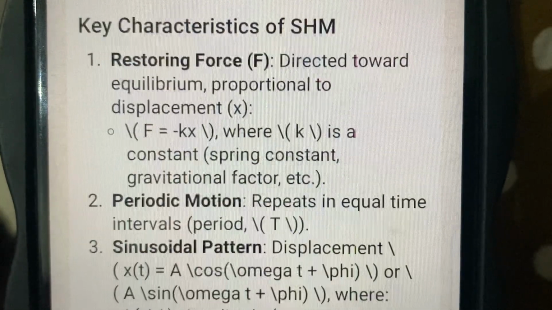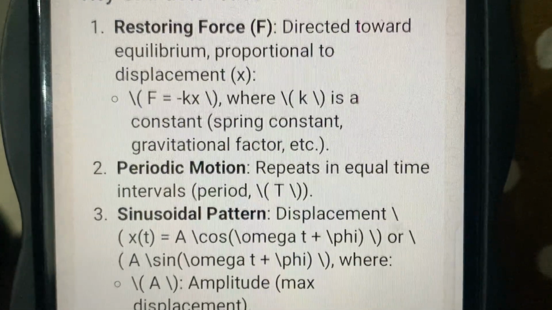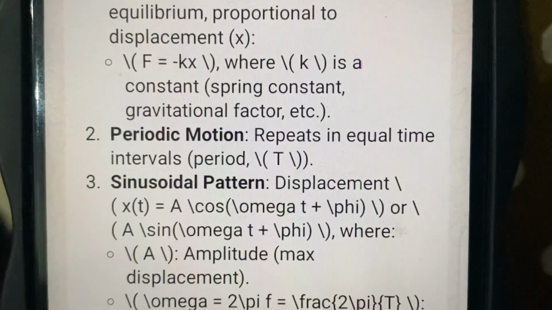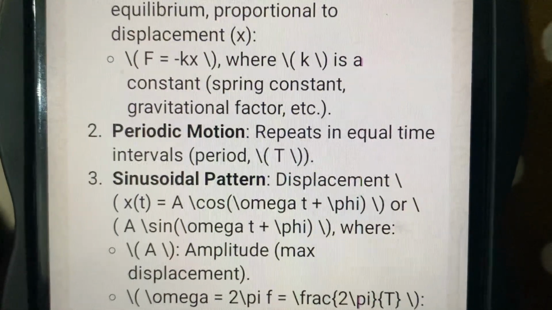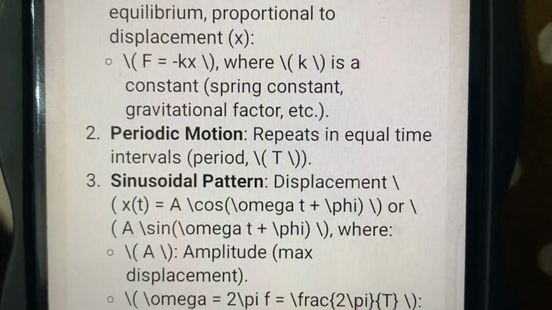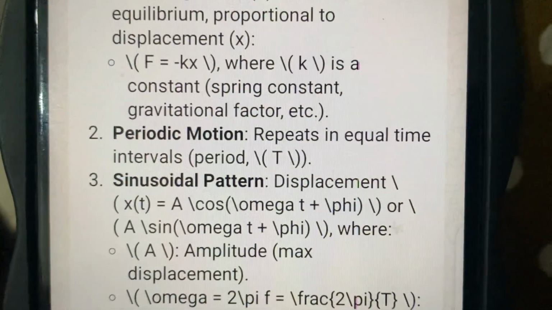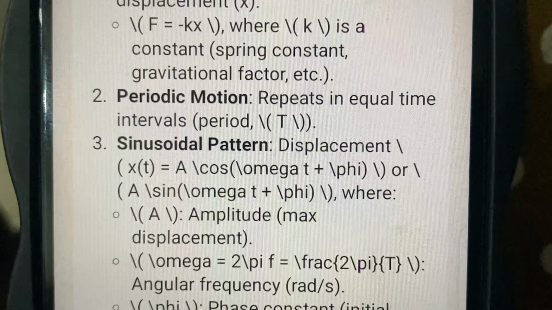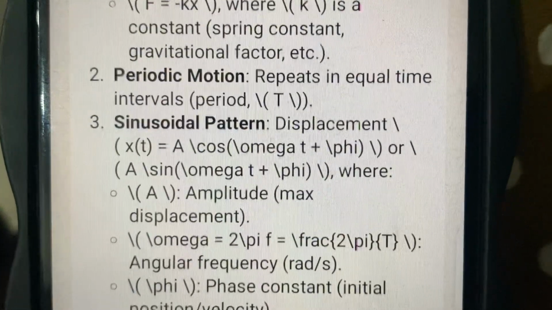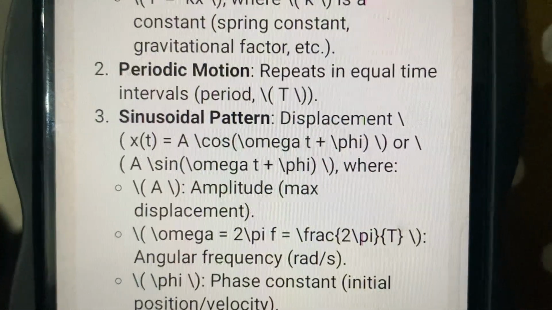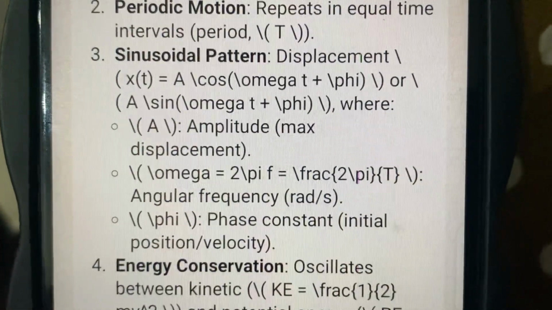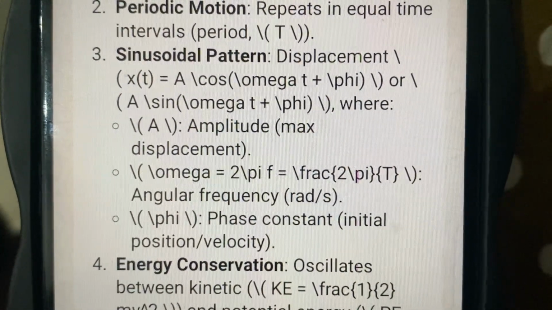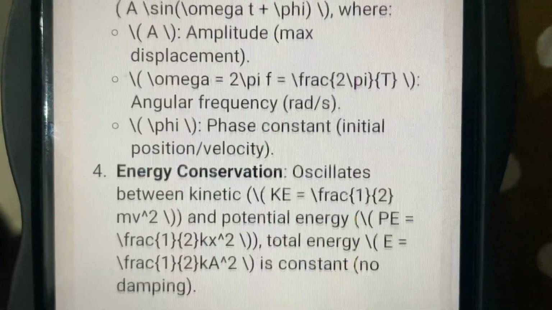The restoring force is directed toward equilibrium and proportional to displacement, where k is a constant, such as the spring constant or a gravitational factor. Periodic motion repeats in equal time intervals, called the period. Displacement and the further equation are mentioned.